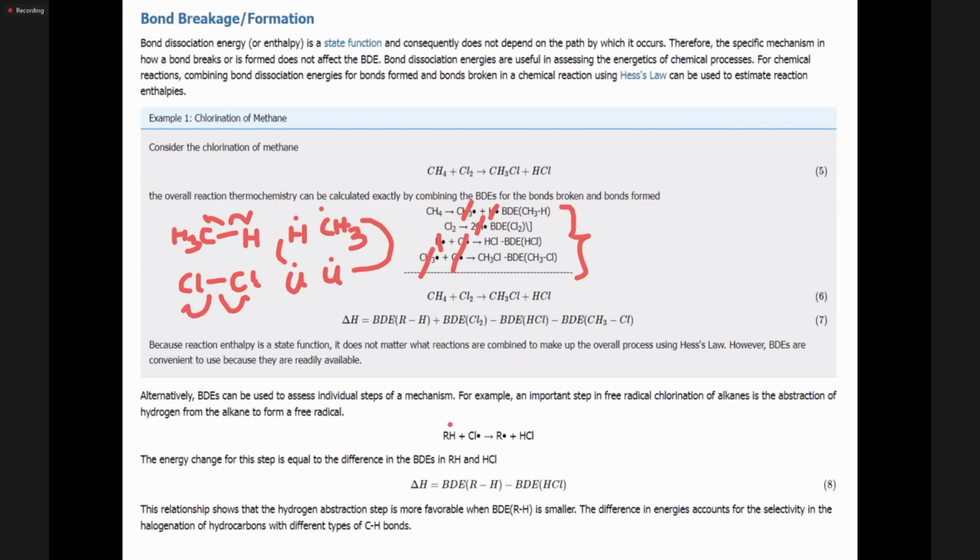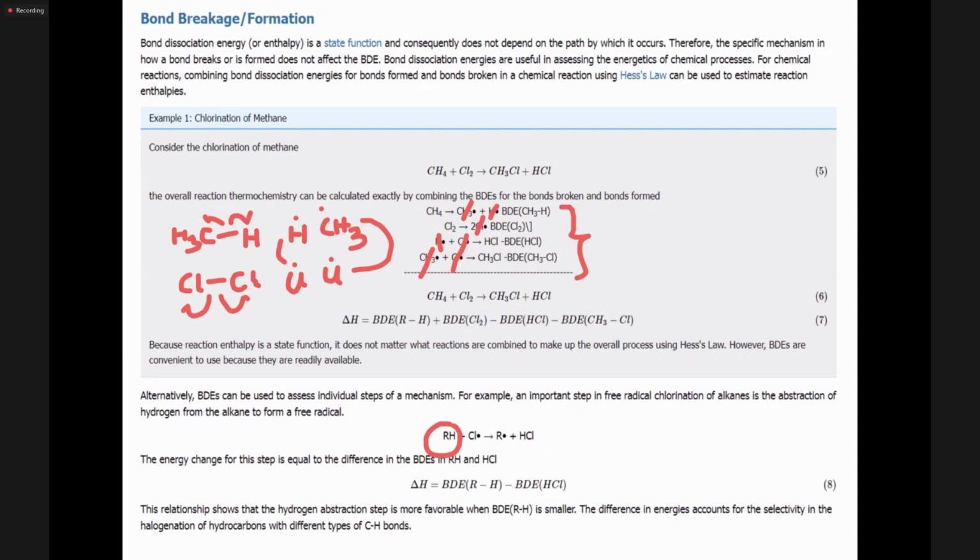This RH is actually an alkane. And free radical chlorination of alkanes is the abstraction of a hydrogen atom from the alkane to form a free radical. So we have RH, we have Cl dot. Now from this RH, this H dot will be abstracted by Cl dot to produce HCl, and R dot, a free radical, is actually produced. The energy change for this step is equal to the difference in the BDEs of RH and HCl. So we have delta H is equal to BDE of RH minus BDE of HCl.